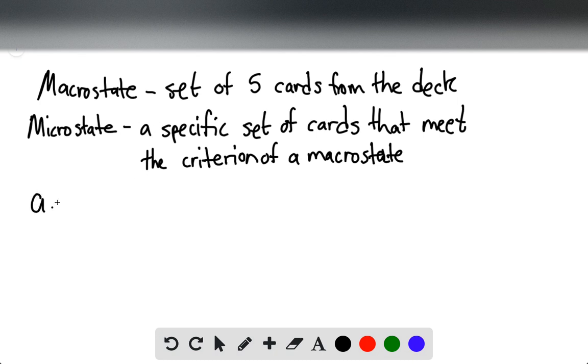For set A, we have 4 aces, right? So we have all of the aces. However, one of the cards is a king, and that king can be of any suit. So essentially, we have 4 microstates for this macrostate.